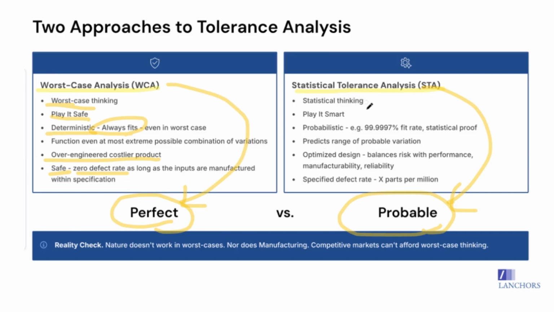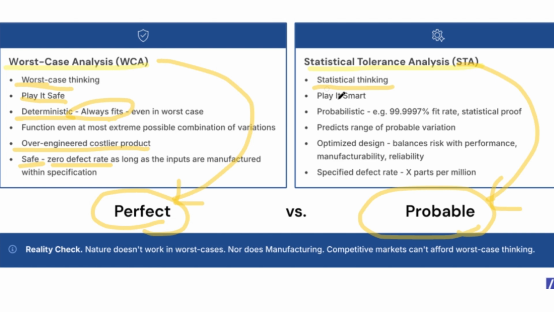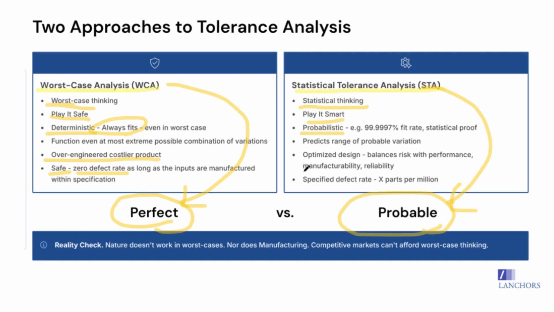On the other hand, you have the statistical method, which is statistical thinking. You think probabilistically, you play it smart instead of playing it safe all the time. So we talk about probabilities in statistical methods. For example, you can say 99.99% fit rate, and you will have a statistical proof for your claim. The statistical method predicts the range of probable variation for your output variable, for your target dimension. Basically, it gives you the optimized design.